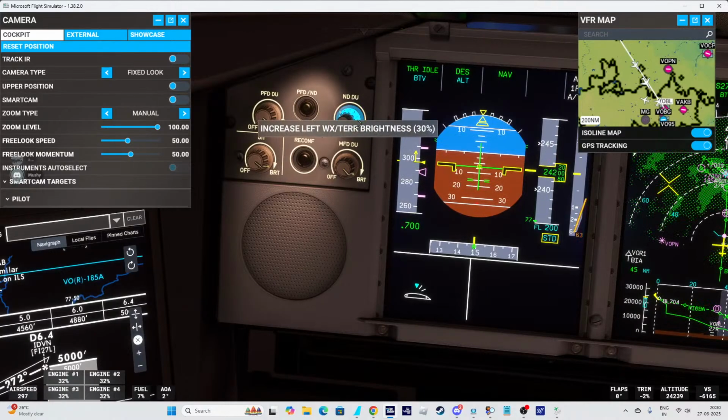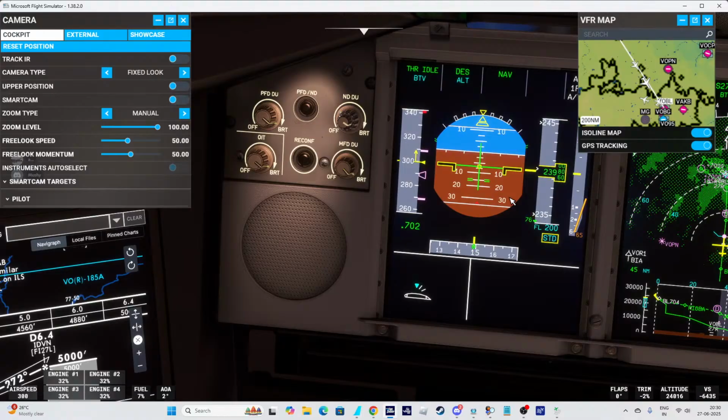So how are you liking this flight so far? Ready, check. So far, I'm liking it very much.